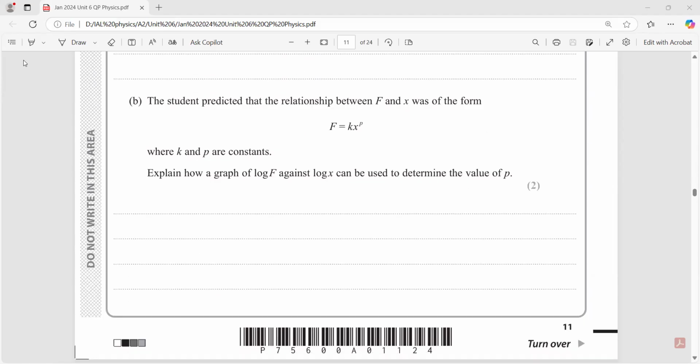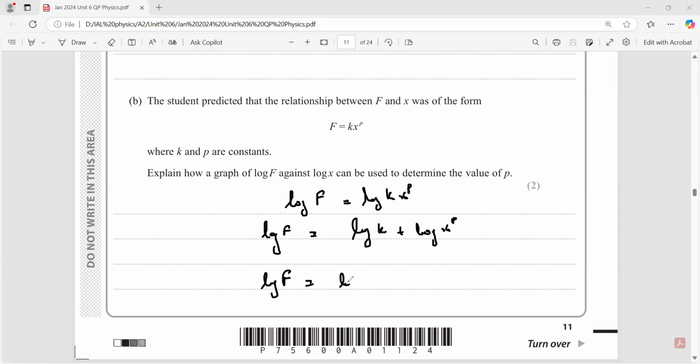The student predicted that the relation between F and x was of the form F equals k x^p, where k and p are constants. How should the graph of log F and log x determine the value of p? If I take log on both sides, this will be log F equals log k x^p. In log, when two quantities are multiplied, we write them as addition, so it will be equal to log k plus log x^p.